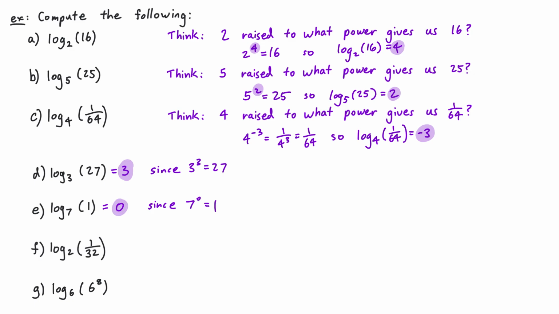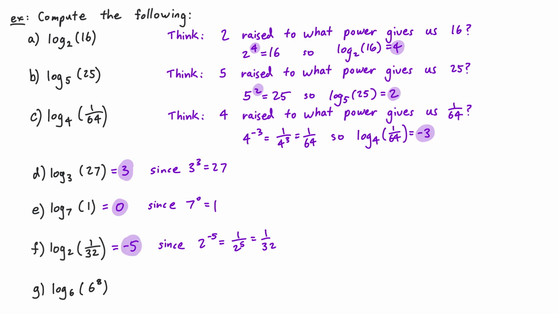Next, we have log with base 2 of 1 over 32. So in your mind, you should be thinking, 2 to what power gives us 1 over 32? Because we have 1 over something, we should have a negative exponent. So you can first think to yourself, 2 to what power gives us just 32? Well, 2 to the fifth power gives us 32, so our answer here is going to be negative 5, since 2 to the negative 5 is 1 over 2 to the fifth power, which is 1 over 32.